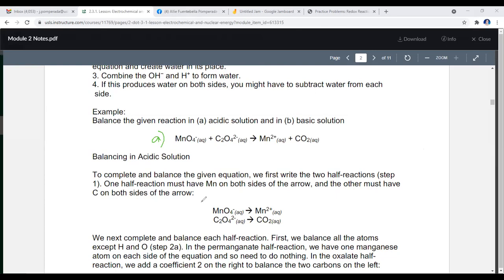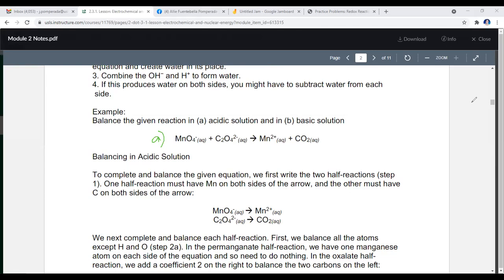So you have here, by the way, class, this is not dichromate. I thought this is chromium. This is carbon. So this is not a carbonate group. And C on both sides of the arrow. So you could see this is now our balanced chemical half reactions. Okay, let me go down.